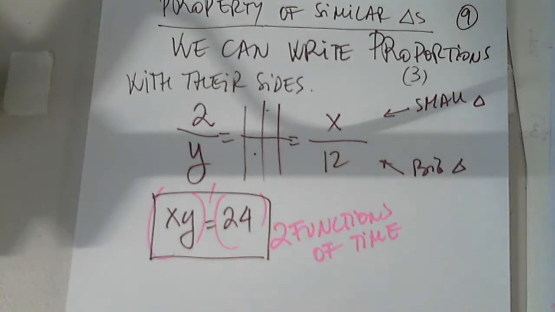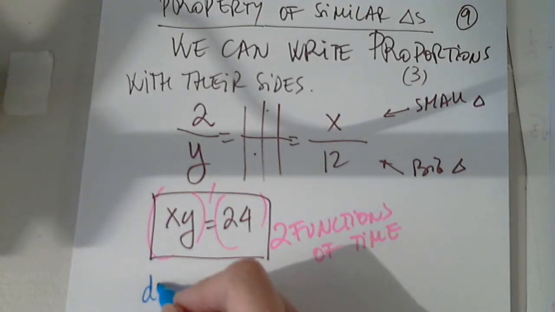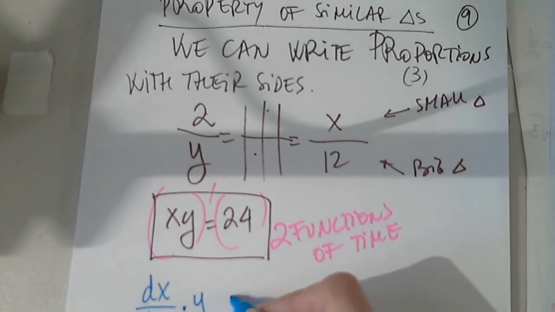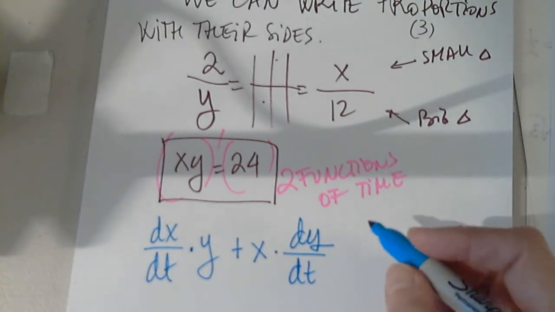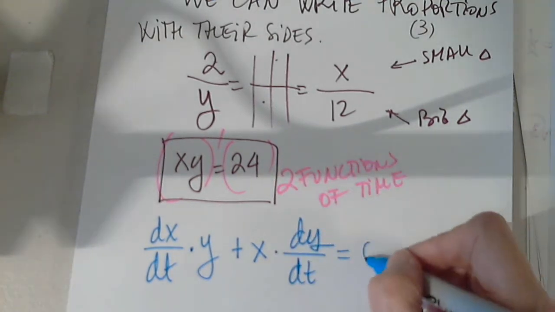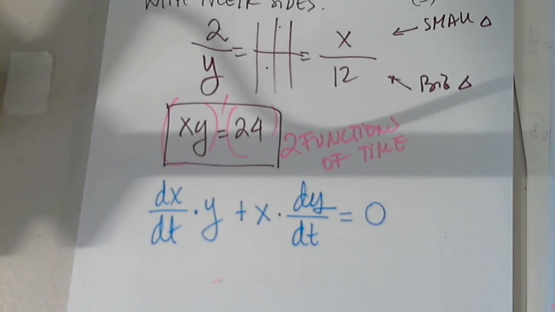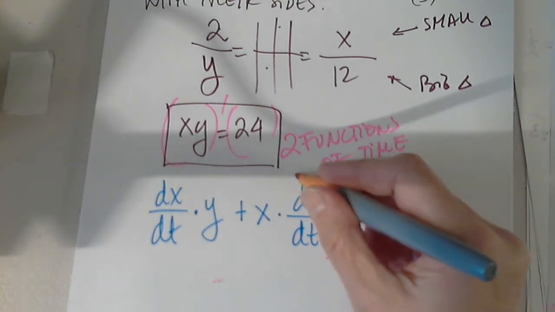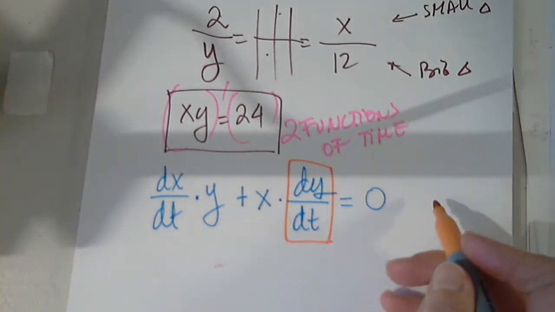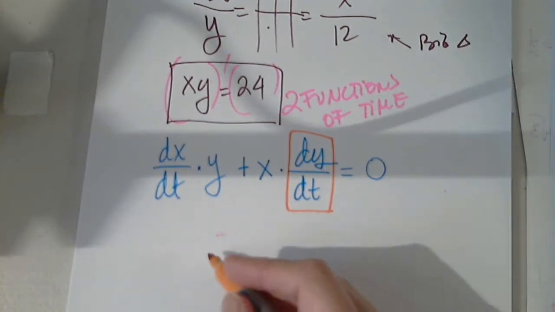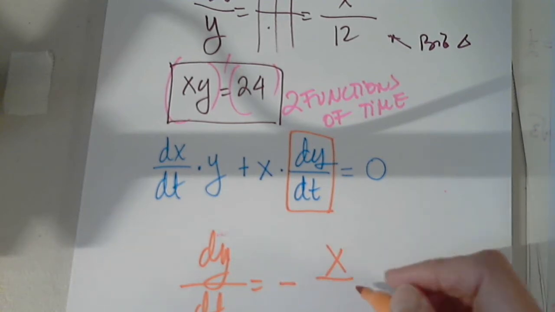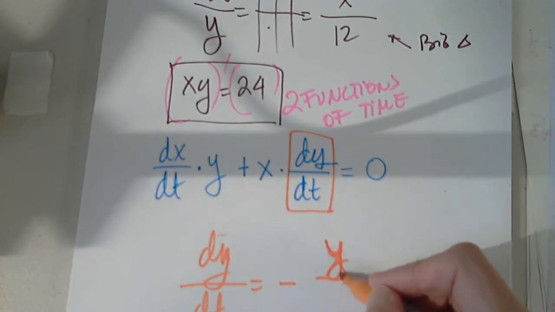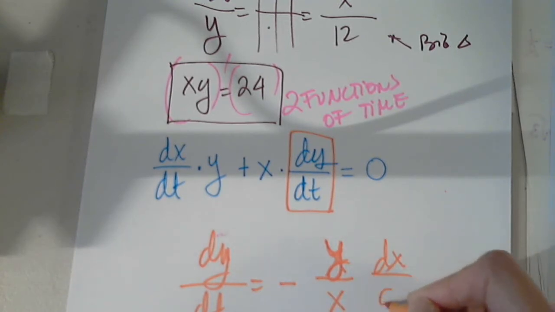Use the product rule: first function prime multiplied by the second, plus the first function multiplied by the second function prime, equals the right hand side prime, which is 0. Again, the variable in question is only this. I will move this to the other side and divide by x. So then dy over dt equals negative y over x times dx over dt.